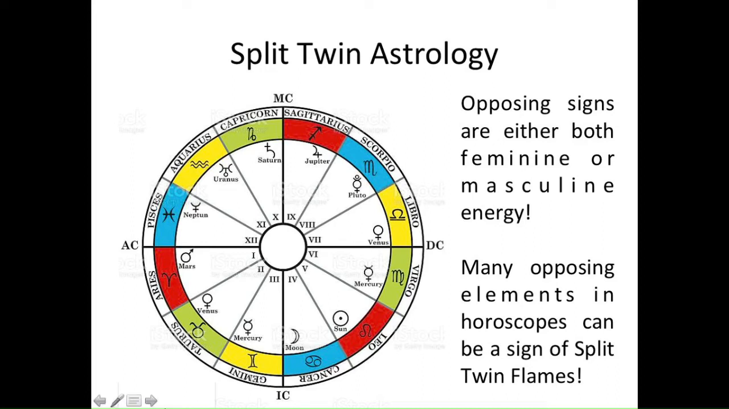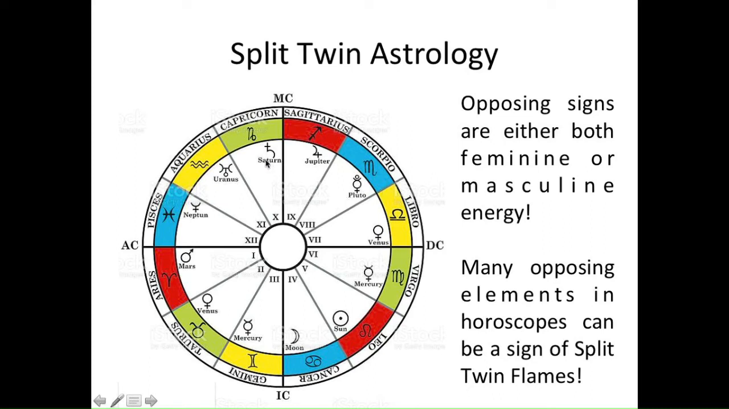Which also means that we do have two masculine sign elements, and the odd ones are masculine. So fire and air are the masculine ones, and then the even ones are the feminine elements, and that would be earth and water. Sorry, earth and water are the feminine ones.